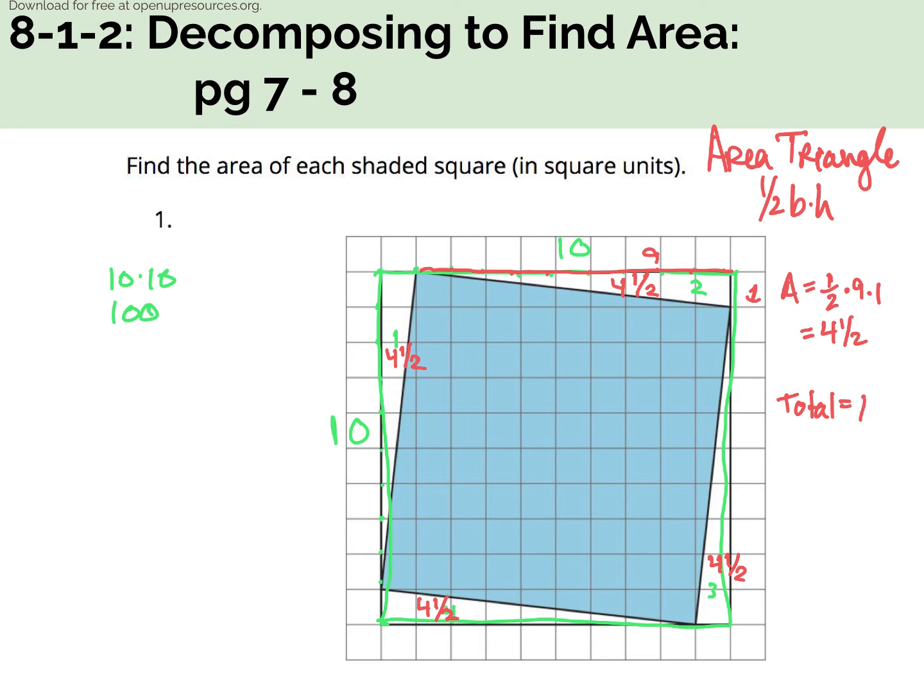Which is 18. And then to be able to find the blue tilted square, we're going to have 100. We're going to minus off that 18. So 100 minus 18 is 82 squares. And that's our blue triangle.